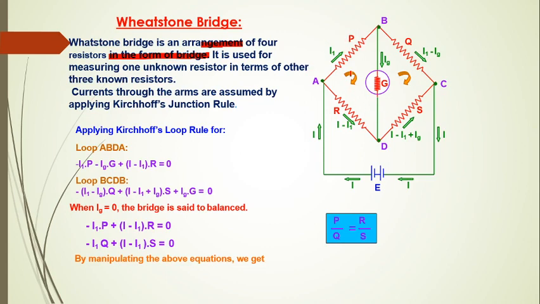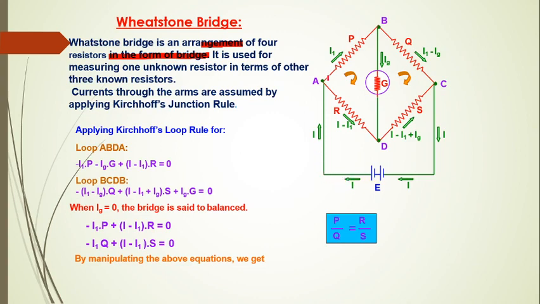This electrical network is easily simplified by using Kirchhoff's law, and we can prove that P divided by Q equals R divided by S. This is the Wheatstone bridge balance condition. This can be proved by using Kirchhoff's two rules.